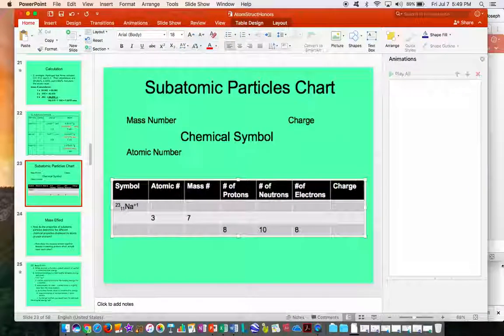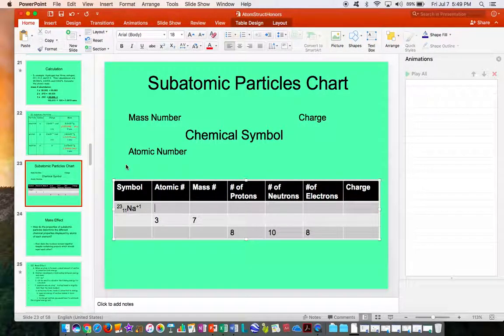I'll make it a little bigger here. Hopefully that helps. So for my first example, I'm going to get the atomic number right away. That's the number in the bottom left corner, and it's also going to be on the periodic table. Sodium always has an atomic number of 11. It also always has 11 protons.